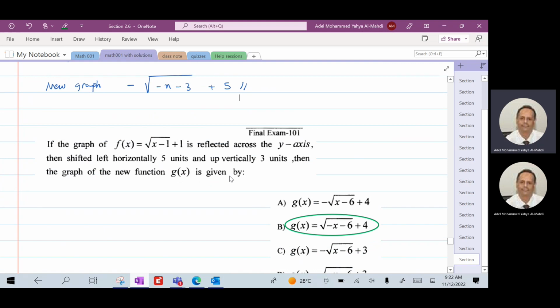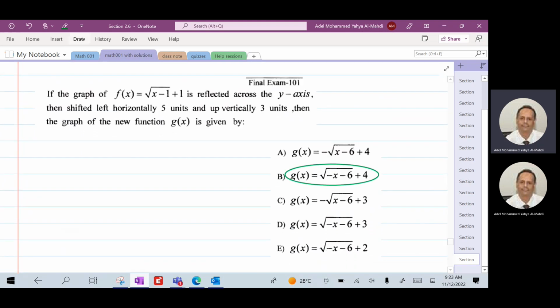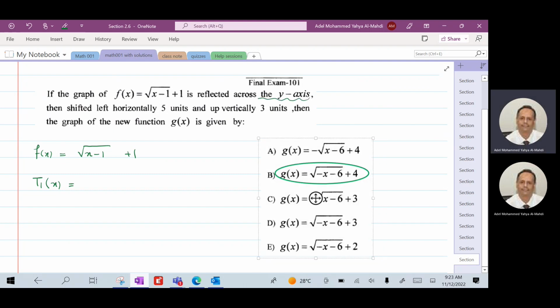The same question: we need to follow these transformations in order, as in the exam question, and we need to find the new one. So the original one was f of x equals square root of x minus 1, plus 1. Now T1, the first transformation. Reflect about the y-axis. We change every x by minus x. So it will be square root of minus x minus 1, plus 1.